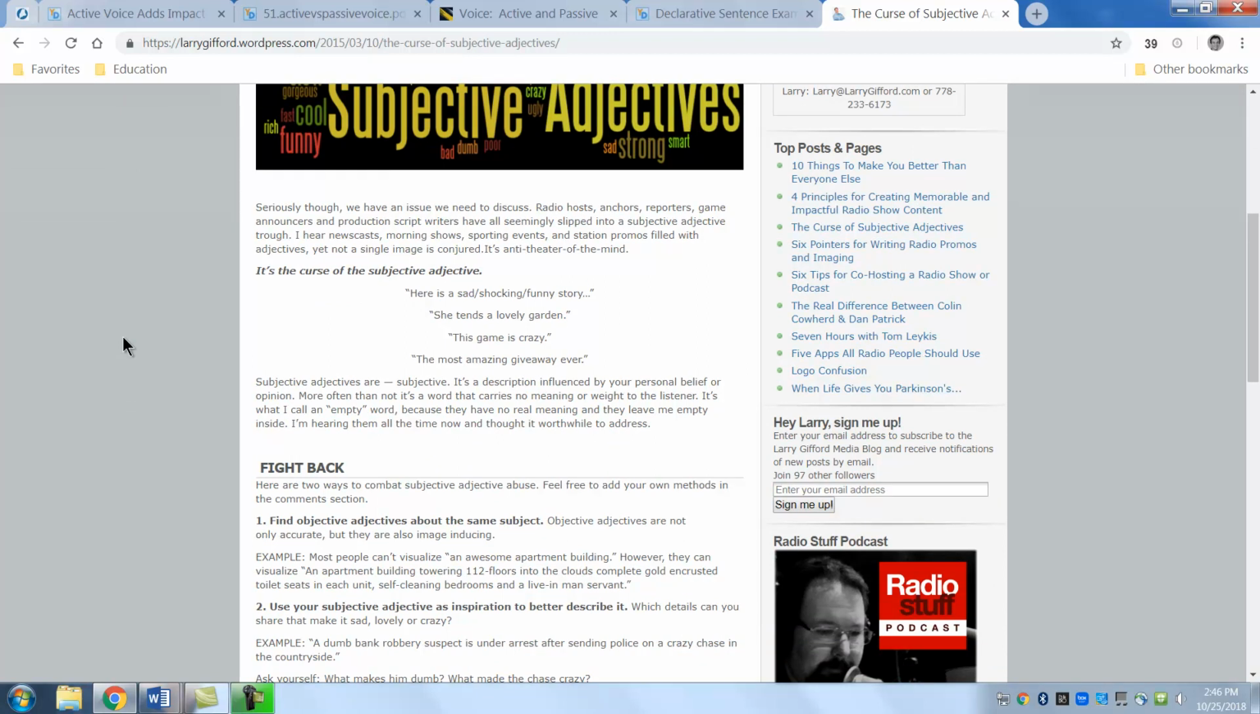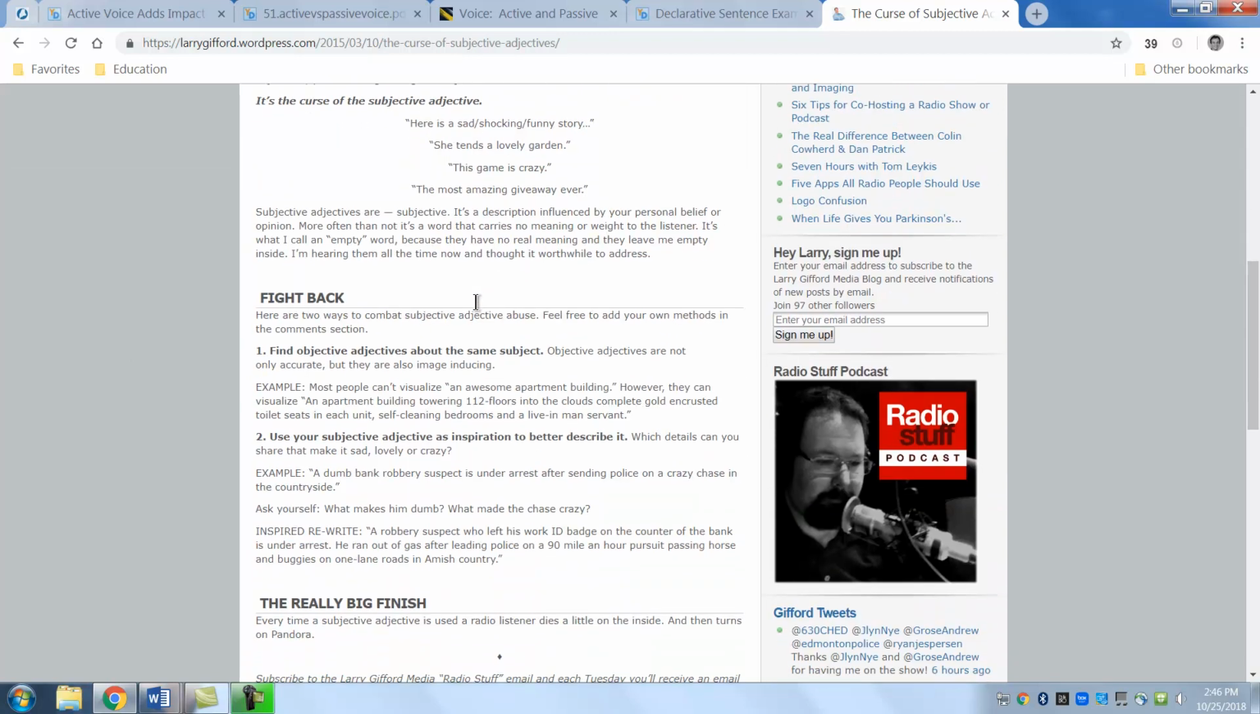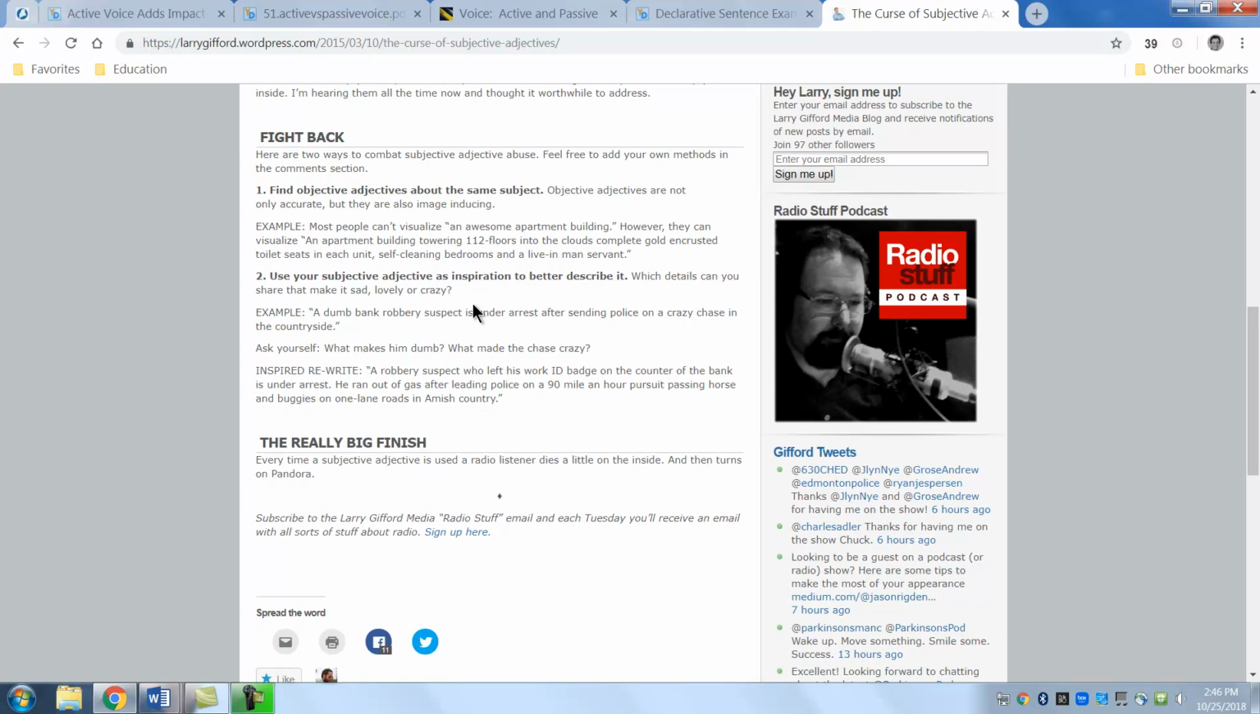So let the facts speak for themselves. So this fact was, this is a sad, shocking, funny story. Those are subjective adjectives, okay? So avoid that. Just use things that represent facts, not subjective. So find objective adjectives, all right? My apartment building is a towering 112 floors, okay? That's a fact. You can't say this is an awesome apartment building, all right? Awesome apartment building. Or these facts are awesome, or the data are tremendous. Those are subjective adjectives. So avoid those subjective adjectives in your writing.